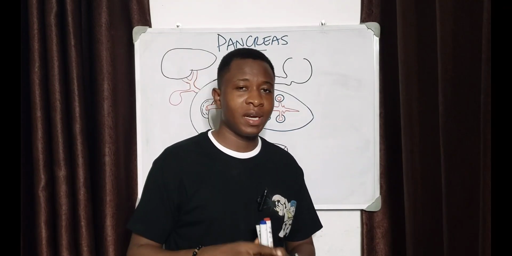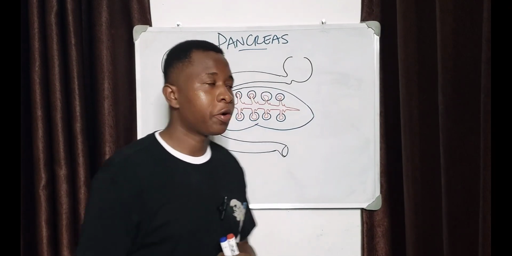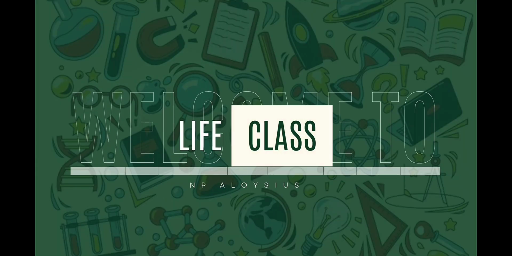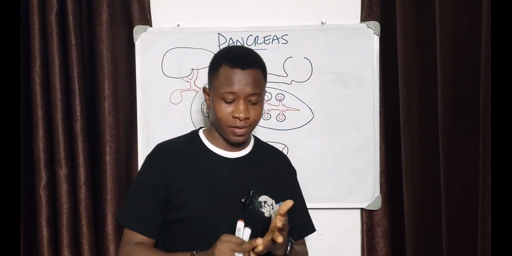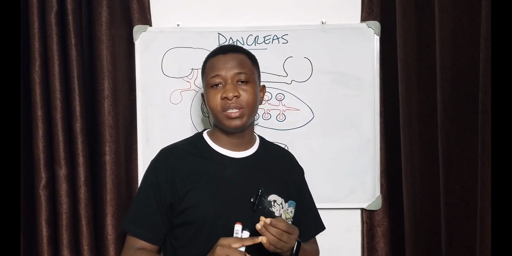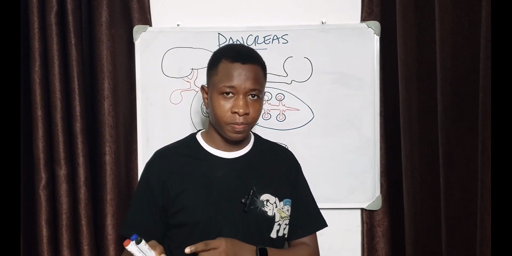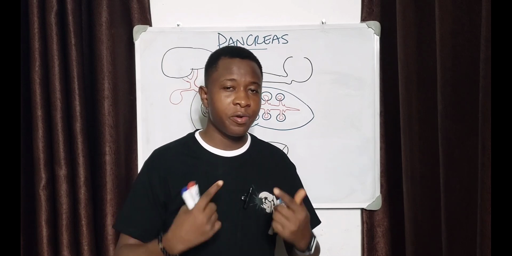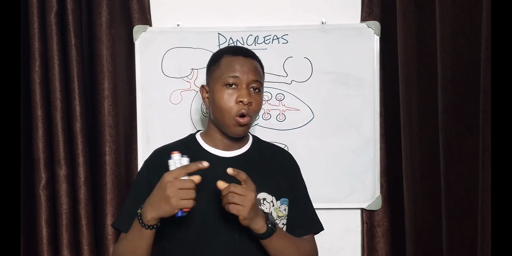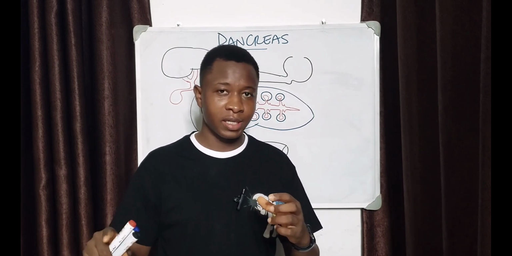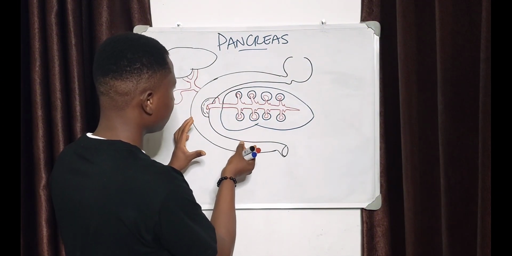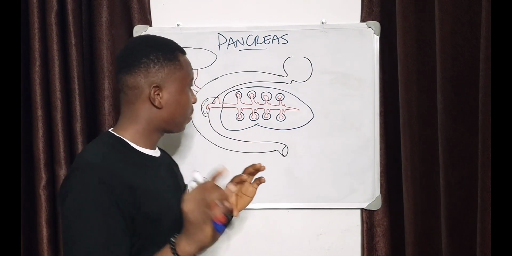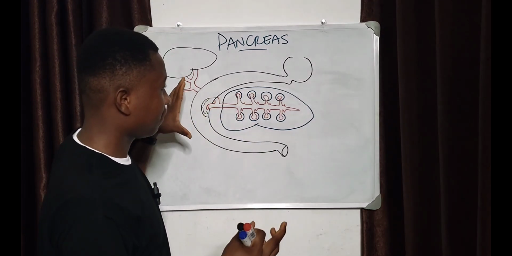Hey guys, so let's take a look at the anatomy of the pancreas. So the pancreas is both an endocrine and exocrine gland. Now it is endocrine because it releases hormones into the bloodstream, and it is exocrine because it releases chemicals into hollow tubes like the intestine and so on. All right. Now this is the structure of the pancreas magnified.